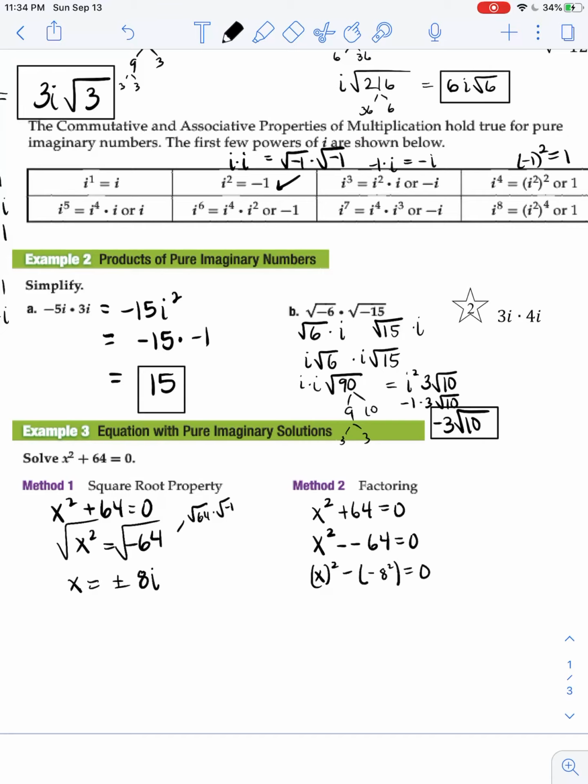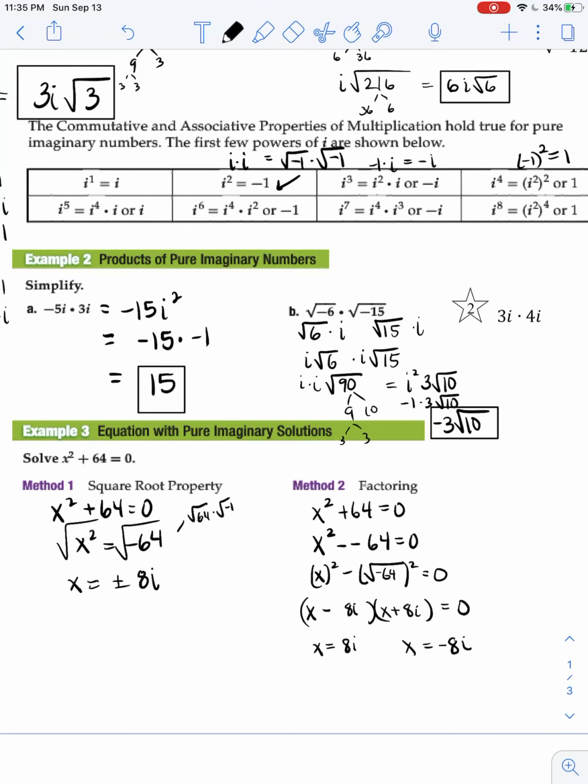This can get a little funky. So another way you can write this is to say square root of negative 64 squared. And then this is x minus the square root of that term. So that's going to be 8i, and then x plus 8i. So then we get x equals 8i, and x equals negative 8i.